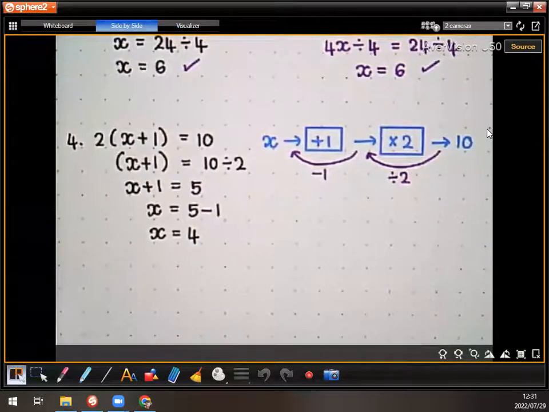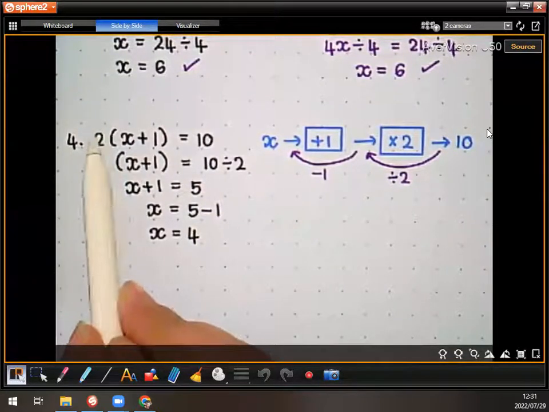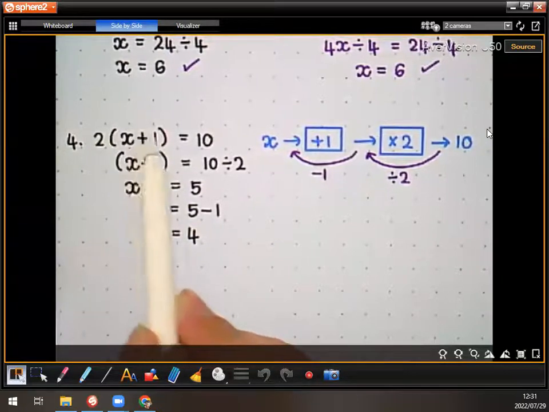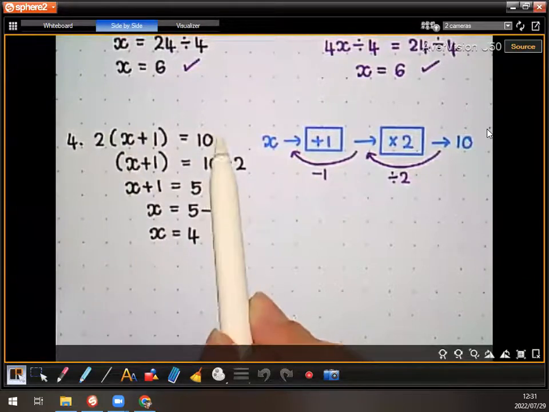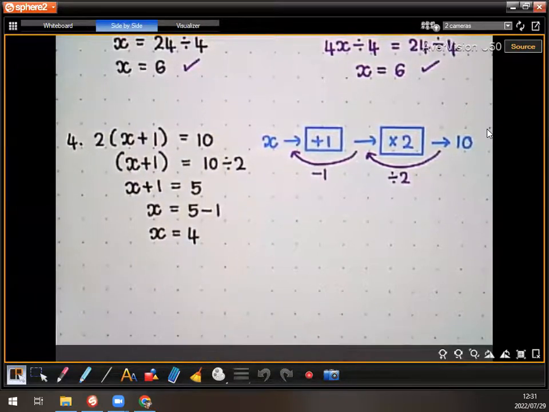Does that work? If my x value is 4, what do I have here? 2 times 4 plus 1. What's 4 plus 1? 5. And then if I times that by 2, do I get 10? Yes. Okay, it does work.